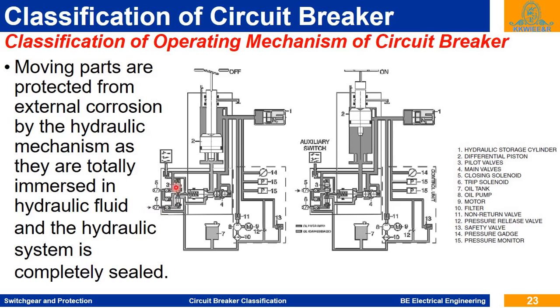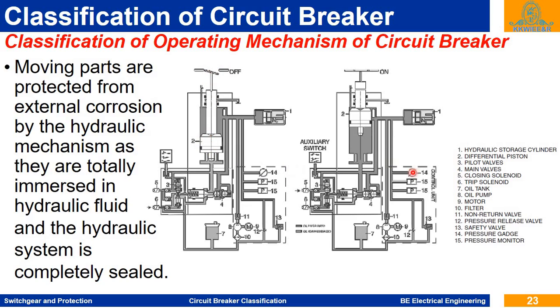Numbers 3 and 4 here are the pilot valves to change the direction of flow through this piston, and this is a differential piston. So this piston is either extended or retracted. In this case the piston is retracted, so it is in the downward direction, so that the circuit breaker contact is open.